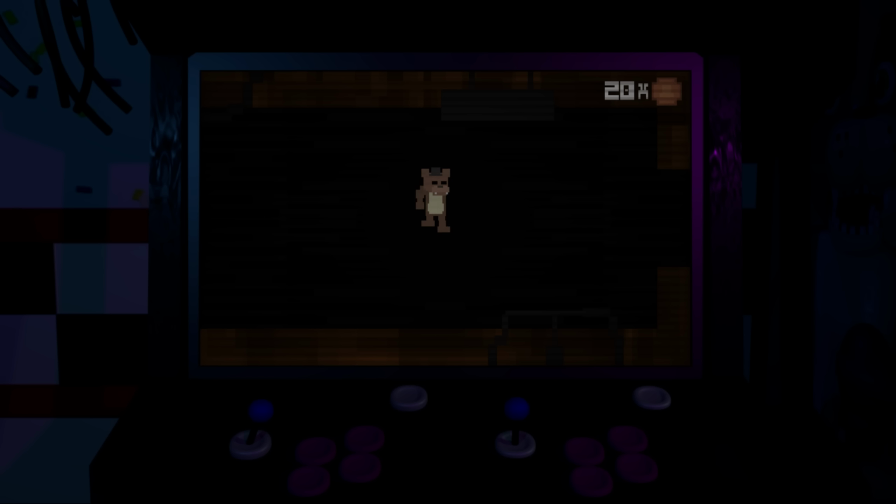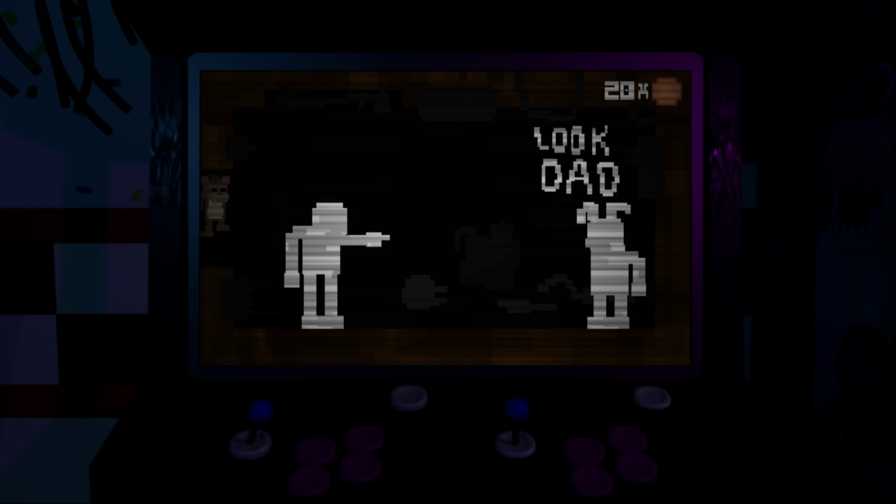But what is this? This looks like some sort of behind the scenes. It feels like we're inside the minigame right now, or inside the actual game. What is this? Look, Dad. What? Is that Bonnie? What the heck? Okay. Look, Dad. What is this? Holy crap. You guys told me it was crazy, but what is this?